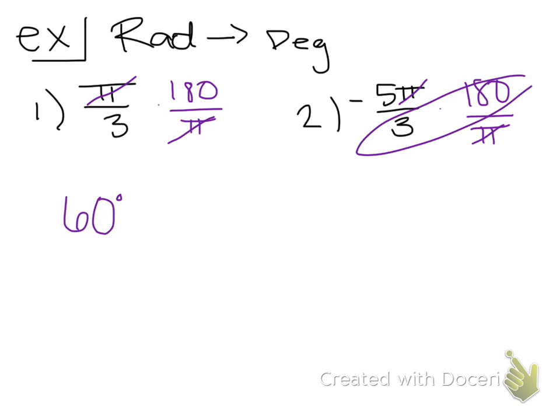I'm going to go out of order and do this part first. So I have negative 5, 180 divided by 3 is 60, and then negative 5 times 60 is negative 300 degrees.